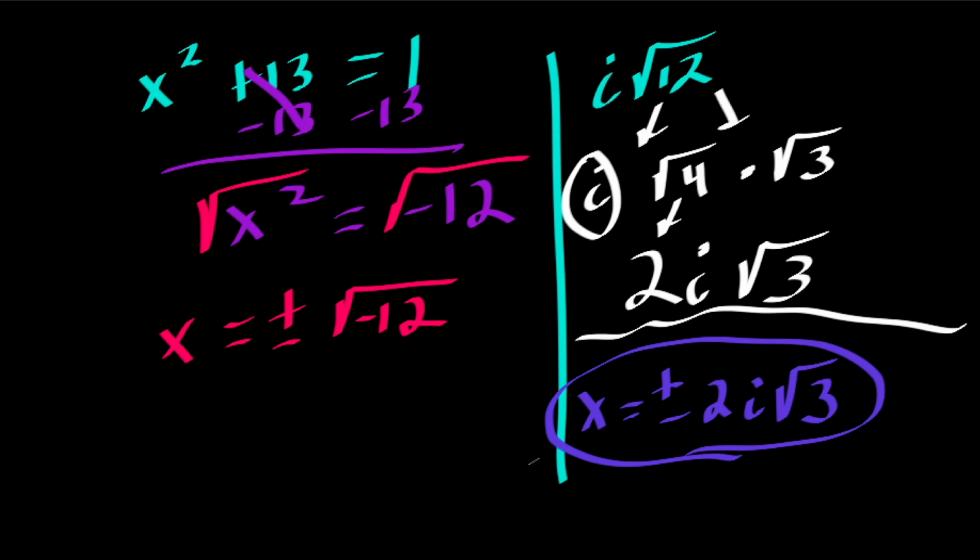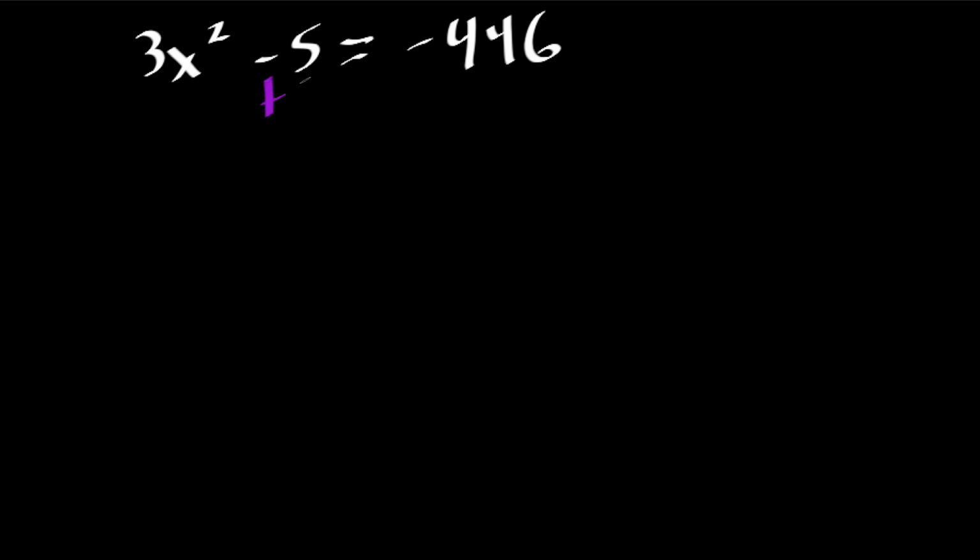Which once again, it seems like a lot, but that's exactly how this problem would work. So let's do one more just so you can see what this looks like. Let's do 3x squared minus 5 equals negative 446. So this problem looks pretty crazy, but once again, we can do the same steps.